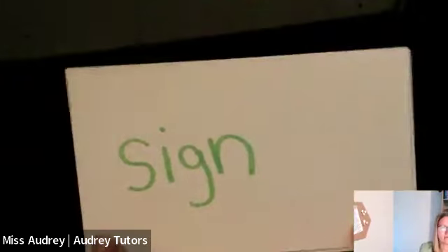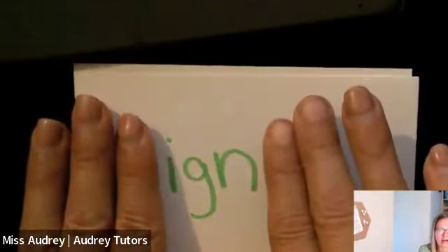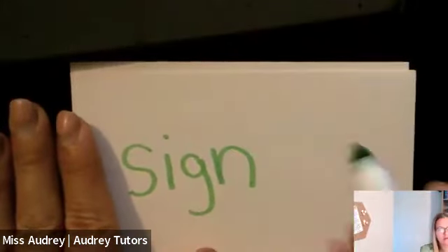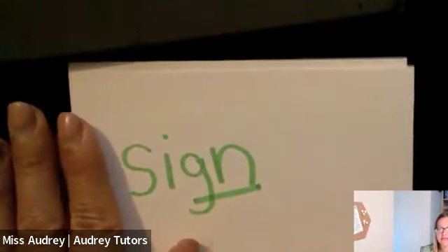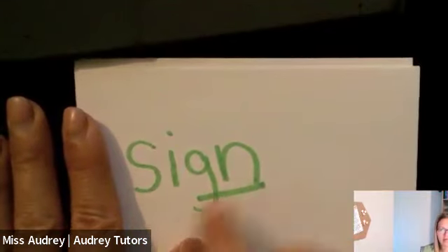Let's look at a couple of other words. So like this word, once again, these three letters, a lot of kids want to say ing on, or they go ig, mm. So you could underline this and say I, and then they start here. Sign.